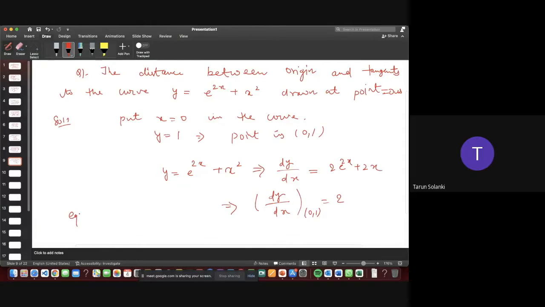So the equation of the tangent at (0, 1) is y minus 1 equals 2 times (x minus 0), that is 2x minus y plus 1 equals 0, right? So the required distance is the length of the perpendicular from (0, 0), so that is 1 by root 5. So this is our answer.